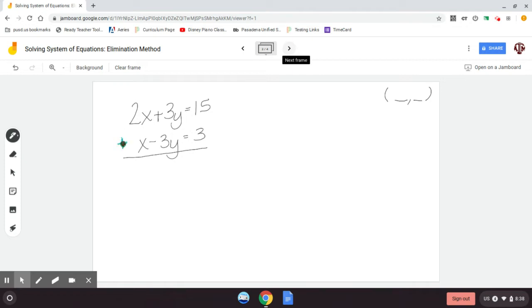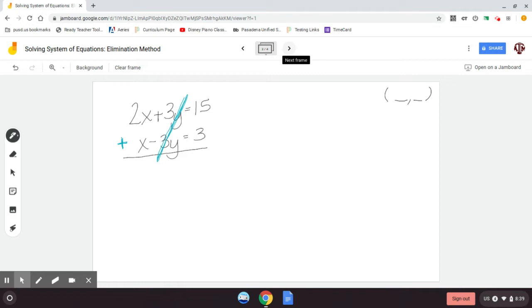I'm going to add them together, and the first thing I'm going to do is eliminate the y because they cancel each other out. So 3y and minus 3y cancel each other out. You will later learn what to do if they don't cancel, but you still want to use elimination. You're going to learn how to actually make them cancel out. But for today, they're all going to cancel out automatically. So now let's just add what we have left.